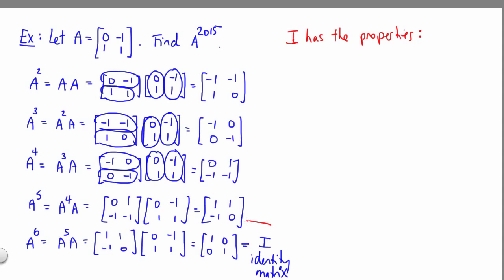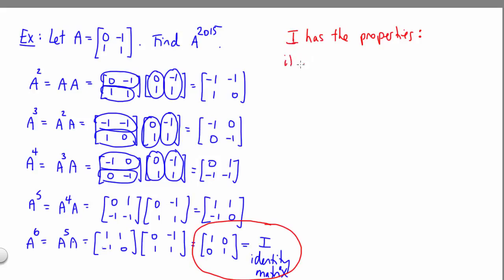So we're looking at this identity matrix here, which has 1s along the main diagonal, 0s on the off diagonal. It doesn't necessarily have to be a 2 by 2 matrix, it could be a 3 by 3, 4 by 4 matrix, etc. So let's look at some properties that this identity matrix has.